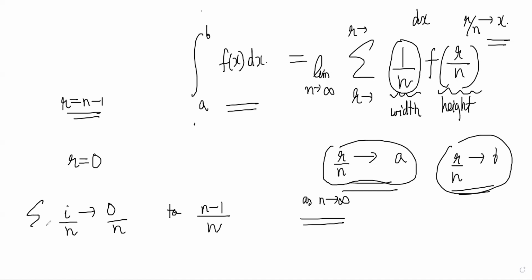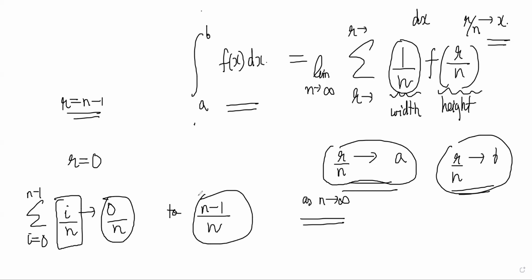In the previous example, the summation of i was going from 0 to n minus 1. So i by n will go from 0 by n to n minus 1 by n. You have to take the limit as n tends to infinity of this. So this will be 0 only and this will be 1. So the integral will be from 0 to 1.